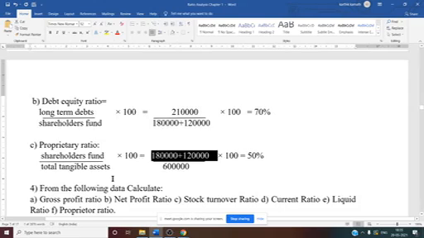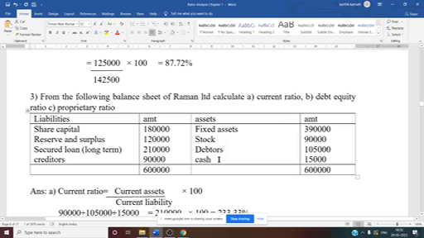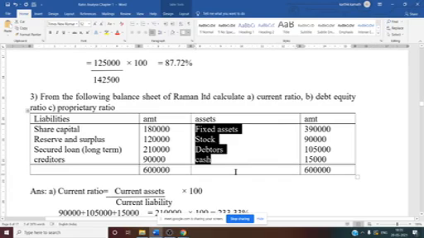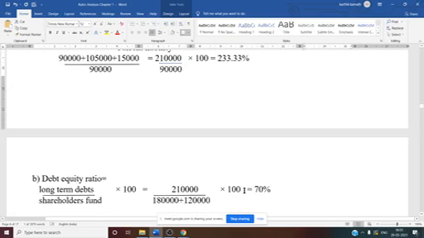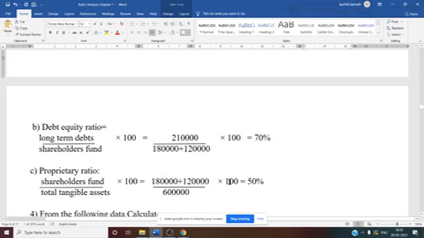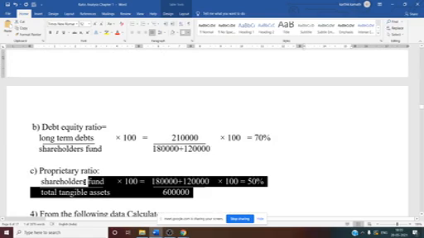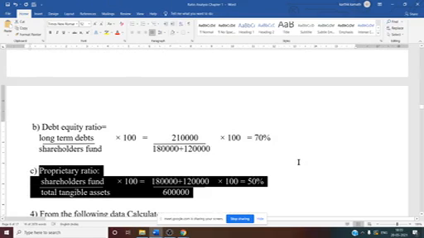Total tangible asset means what? All the asset excluding goodwill and intangible asset and fictitious asset. So if you see asset side, current asset plus fixed asset, all are tangible asset. All can be seen, all can be felt, or all can be touched. So that is why you need to write the total of tangible asset. That is nothing but balance sheet total, that is 6 lakh. Same thing you need to write in the denominator, and just you need to find out the ratio. Proprietary ratio, answer is 50%.